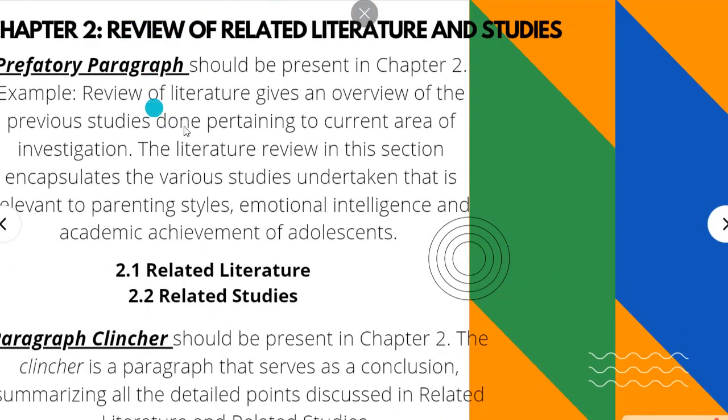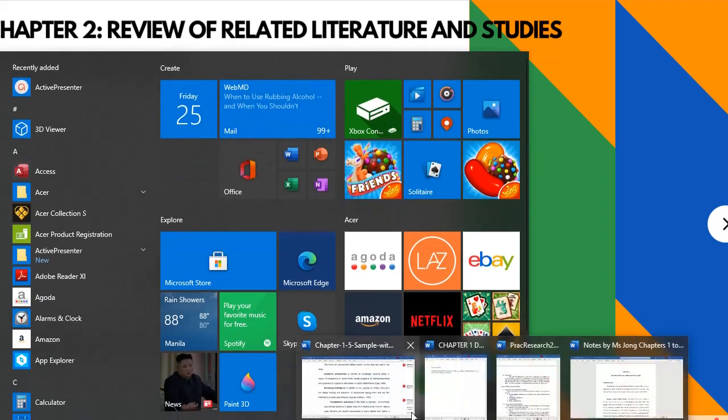In chapter 2, you should start with a prefatory paragraph. An example of a prefatory paragraph: review of literature gives an overview of the previous studies done, blah blah blah. And then content. And then a paragraph clincher. The clincher is a paragraph that serves as a conclusion, summarizing all the detailed points discussed in related literature and studies. Okay, I will show an example.